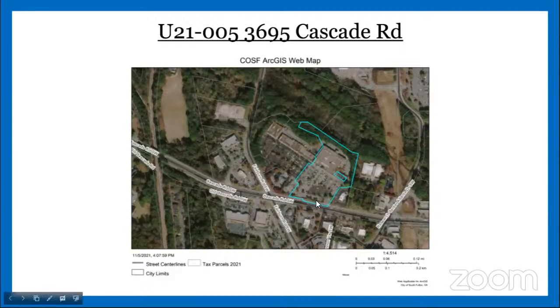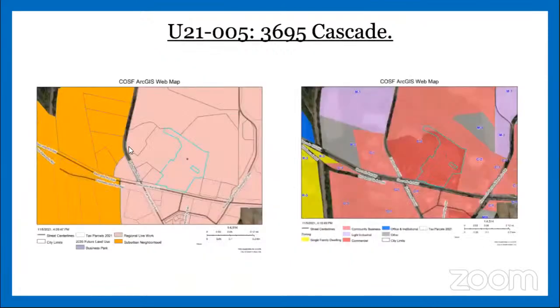So here's an aerial view of the site. If you're familiar with the area, it is a few shops east of the Publix shopping center. So here's Publix, this site, and then here's the hair salon, and it's located on Cascade Road. Here's an aerial view. And then here's the future land use map. It's regional live work, which is the pink area here, and it's zone C2, which is located here.